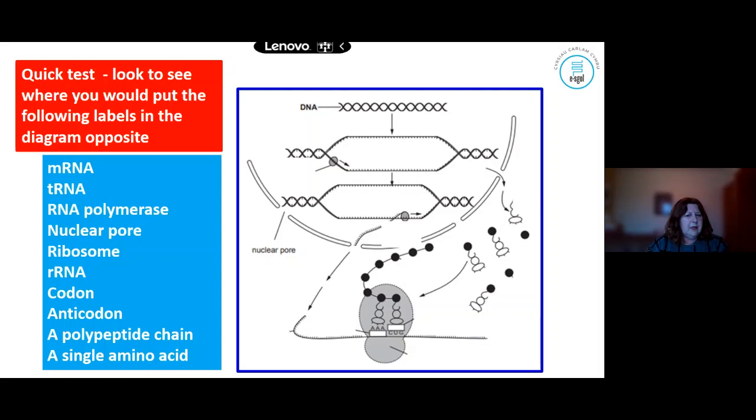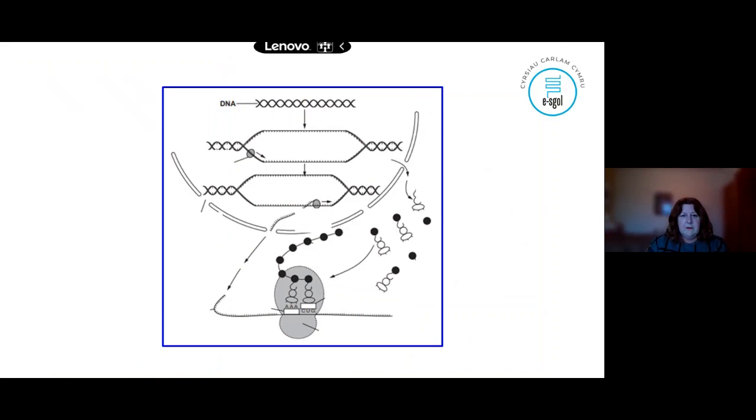Where would the codon be? So where would the codon be sitting? Which strand? And where would you find the anticodon? And then can you see a polypeptide chain? And can you see a single amino acid? Now, some of these things appear in several different places, so that's no problem. Let's have a little look at where they're going to be.